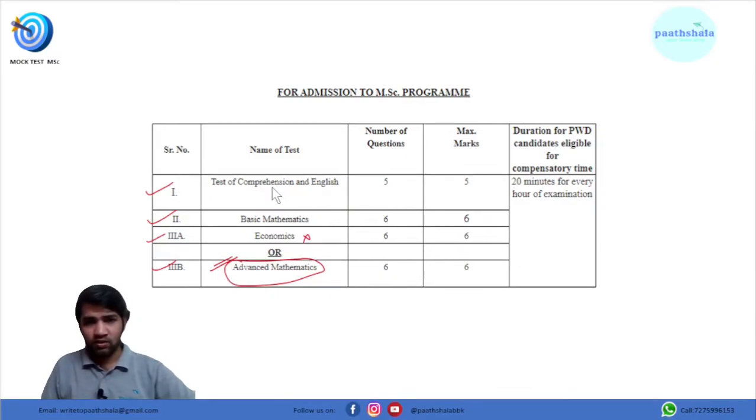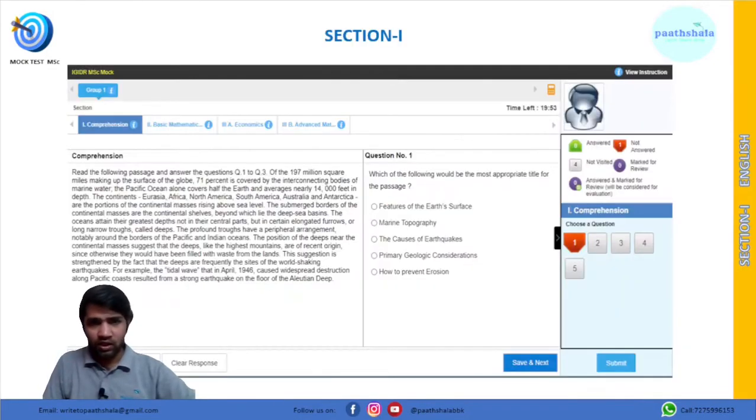Okay. So there were 5 questions from the test of comprehension in English, 6 questions from basic maths and 6 questions from advanced math. Total composite time available for this mock test was 20 minutes. Okay, so let's quickly have a look at section 1. Let's look at this window.